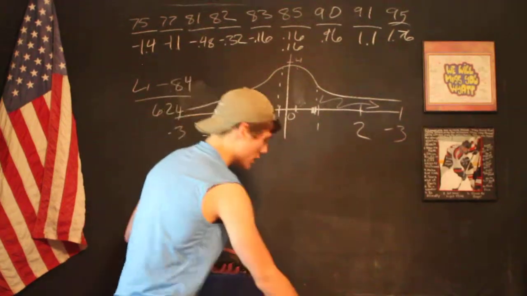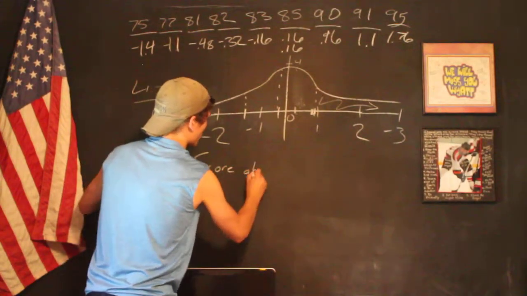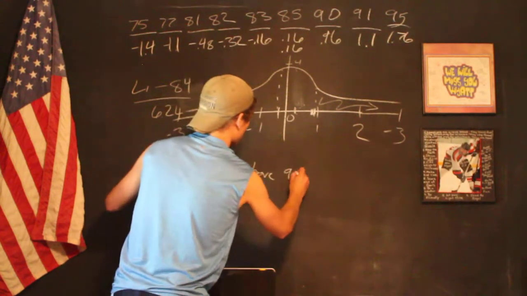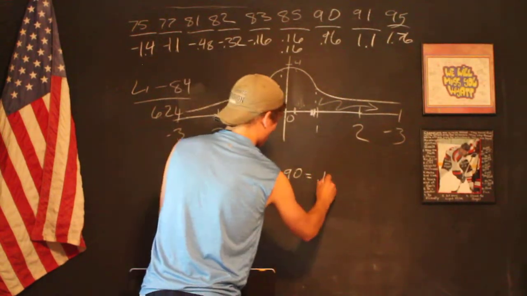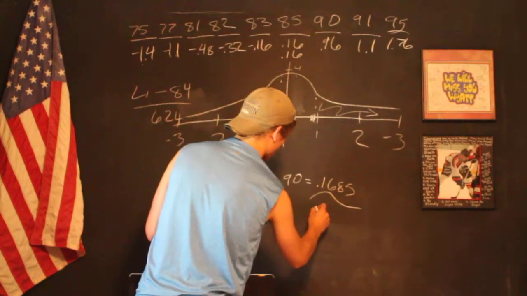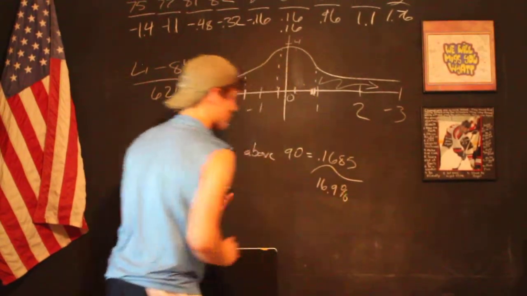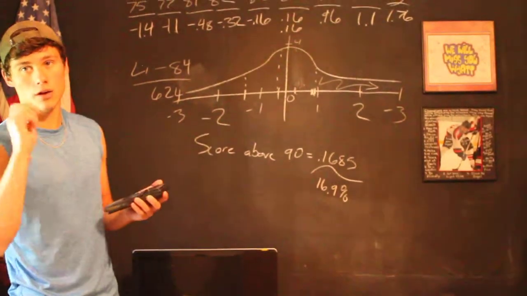So the probability that she scores above 90 equals 0.1685, which is also approximately 16.9% that she scores above a 90 on her next test.